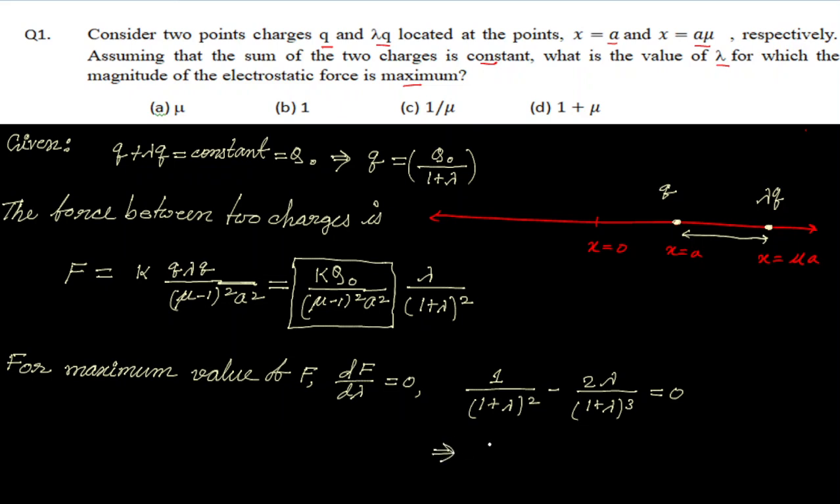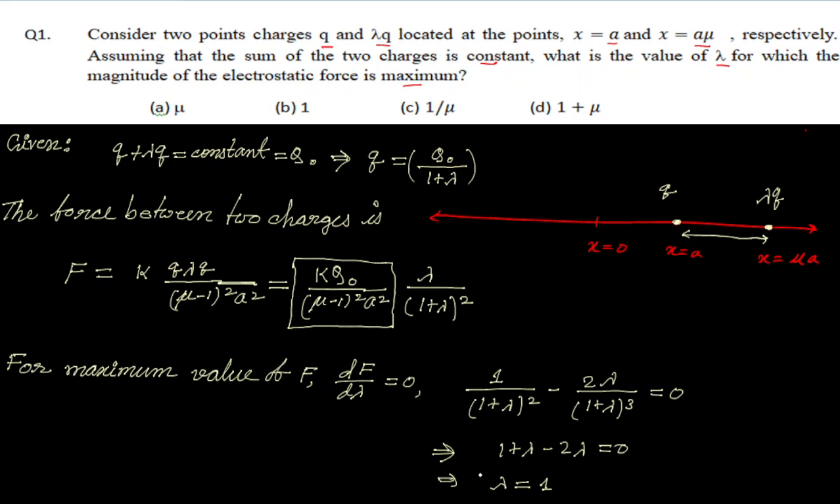And if you simplify this term, what we'll get? We'll get 1 plus lambda minus 2 lambda equals 0. And from there, what we'll get? We'll get lambda equals to 1.